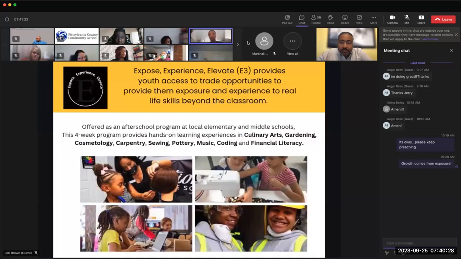In addition to the trades, we also have financial literacy, which is just as important for our young children as it is for adults. I will say there is a lot of information that I wish I had known earlier on than now as an adult. So being able to just provide them with that information and those opportunities.